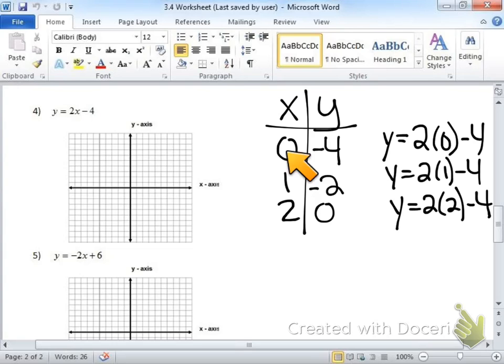Now I'm going to graph those. So left and right 0, down 4. Right 1, down 2. And right 2, up and down 0. Connect them. Arrows on the end.